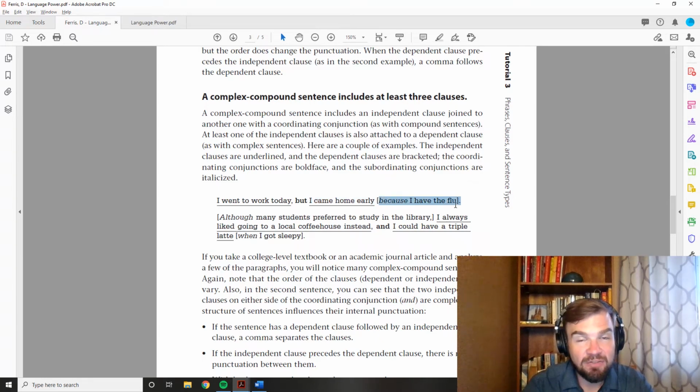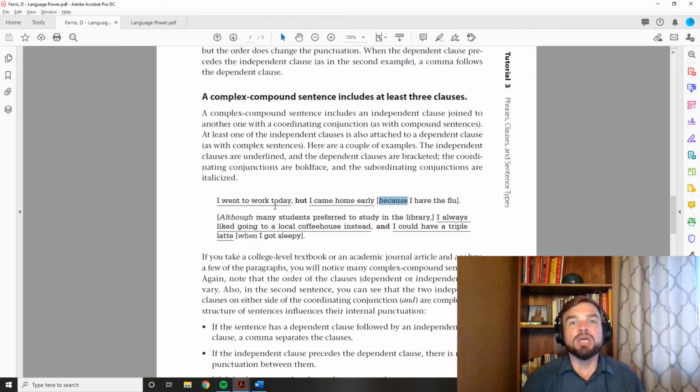Because I have the flu. Dependent clause connected with a subordinating conjunction, because, right? I went to work today, but I came home early because I have the flu, right? So seeing all the rules in a sentence like this maybe feels difficult, but this sentence by itself, I went to work today, but I came home early because I have the flu, it's not a very advanced sentence, right? You don't need a lot of really difficult grammar to make this sentence meaning.